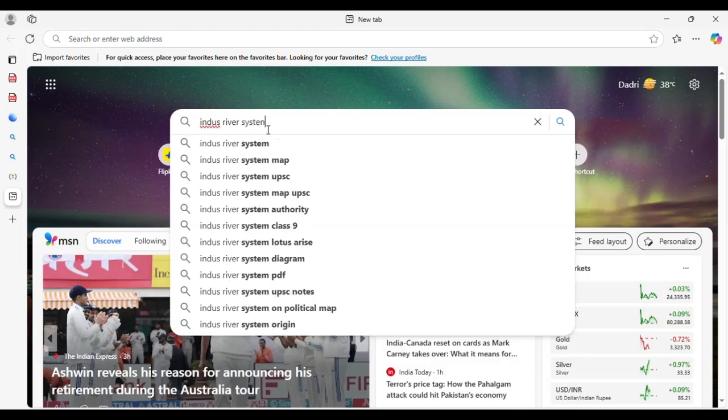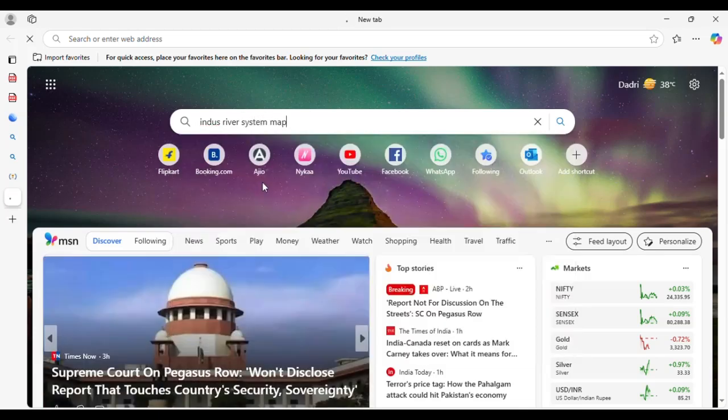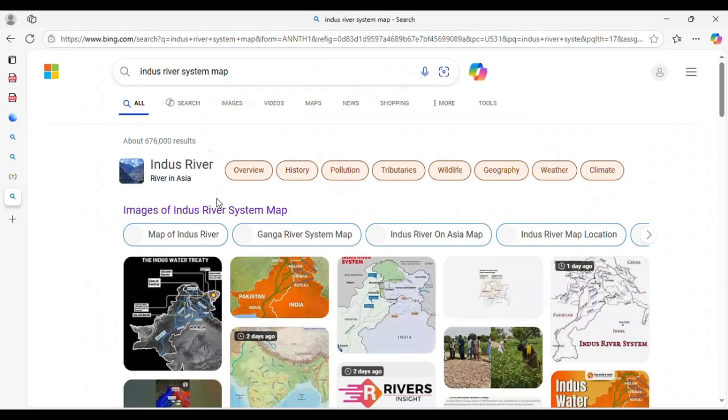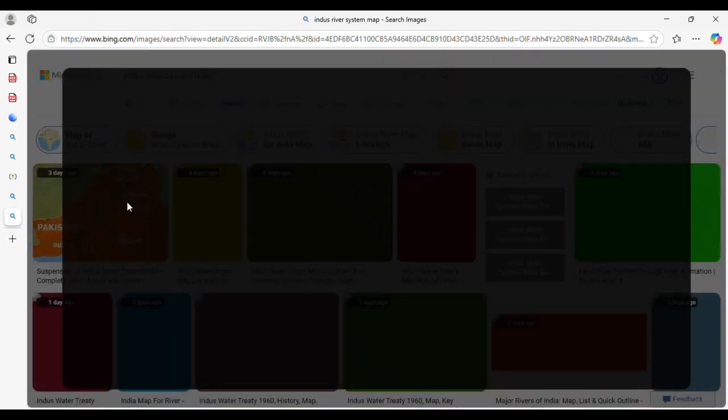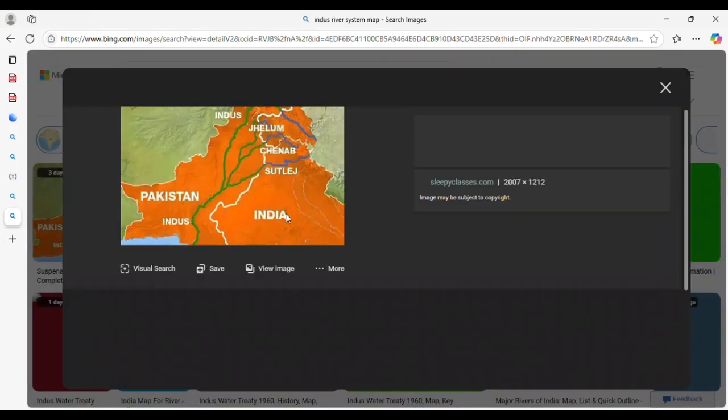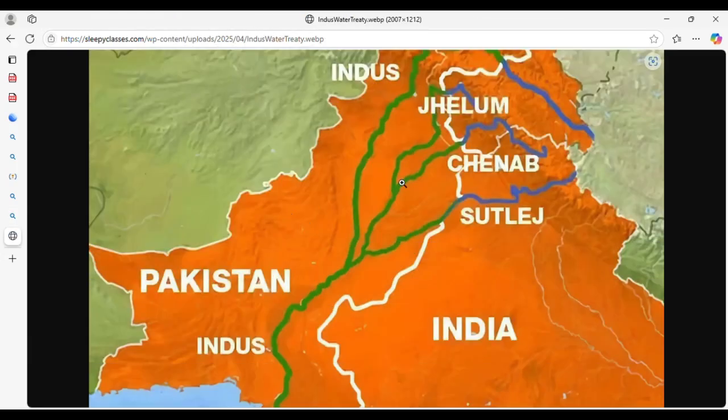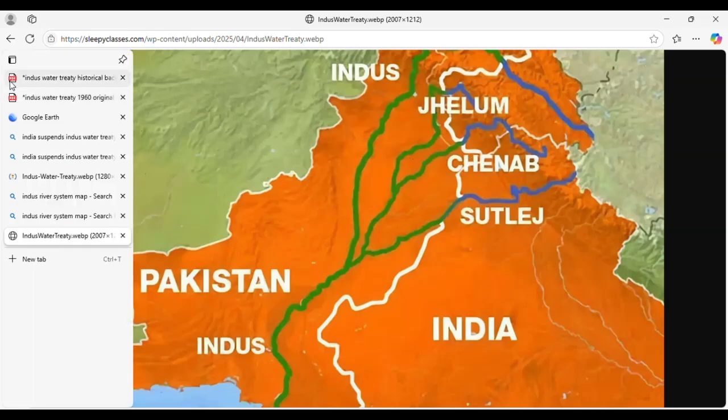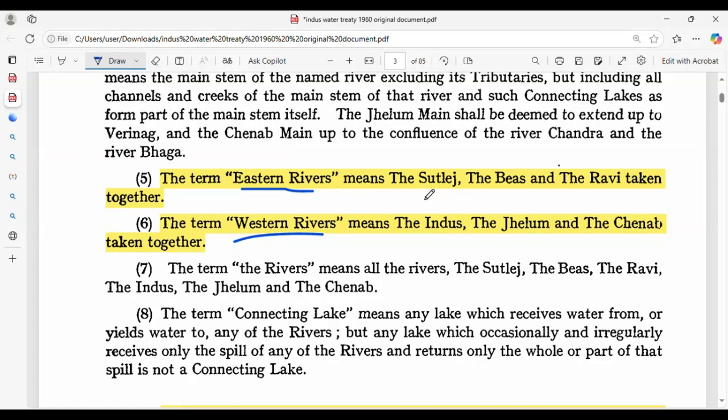Water system map, yeah, here it is. We can easily understand from this. So here we can see the Indus, the Jhelum, and the Chenab. These three rivers are on the upper side, and Satluj and Bias is its tributary, and Ravi, these are on the lower side. So according to this treaty, we have partitioned these three rivers, Satluj, Bias, and Ravi. These were taken into eastern.